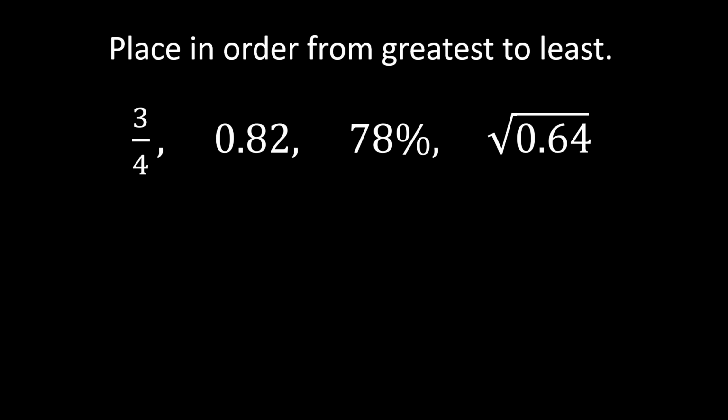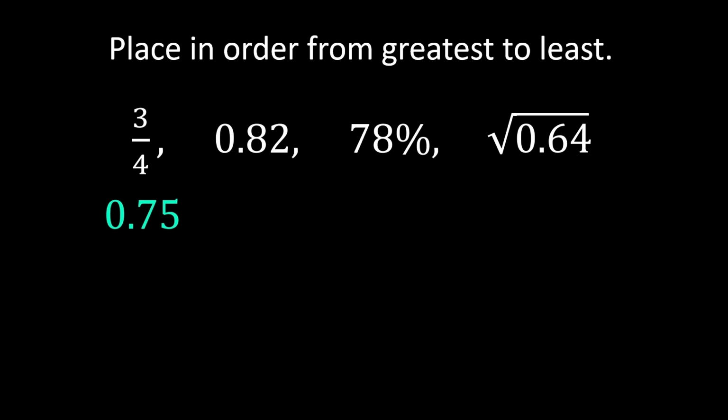We are going to place these numbers in order from greatest to least. And because we have decimals, fractions, percents, and square roots, the first thing we must do is change these numbers into decimal form. We'll start with 3/4, which you either have memorized or you're turning it into a decimal by dividing the numerator by the denominator. 3 divided by 4 is 75 hundredths.